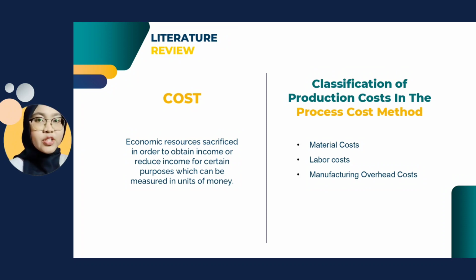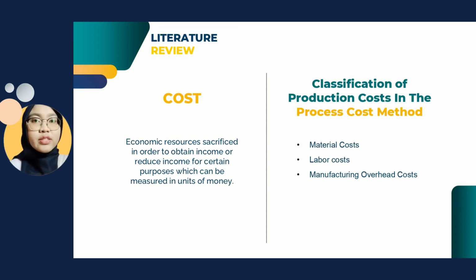Classification of production costs in the process cost method. A. Material costs. Material costs consist of raw materials and auxiliary materials. All costs of material processed as parts of finished products, whether identifiable or not identifiable with a particular product, are material costs. B. Labor costs.